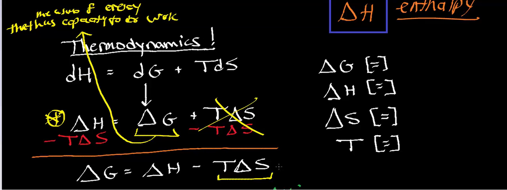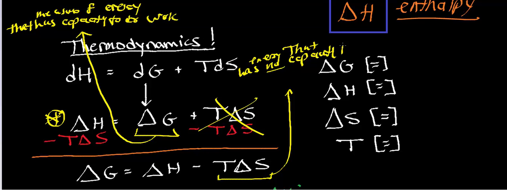What is T delta S? Sometimes they just use delta S. But T delta S, what is that? That is energy that has no capacity to do work. Okay, so T delta S, or the entropic consideration, where delta S is entropy, is the energy that has no capacity to do work. It's sort of like a waste of energy.